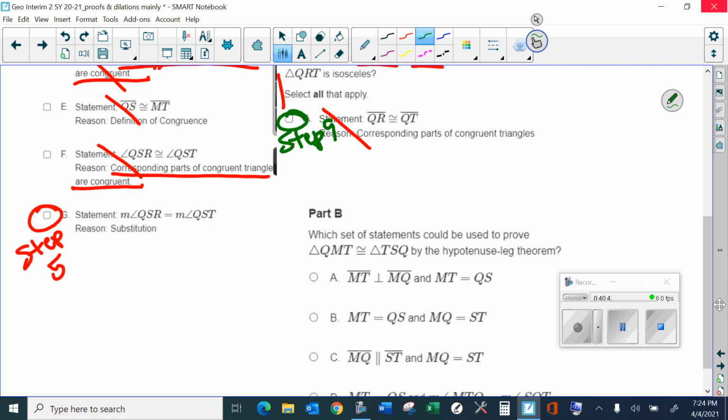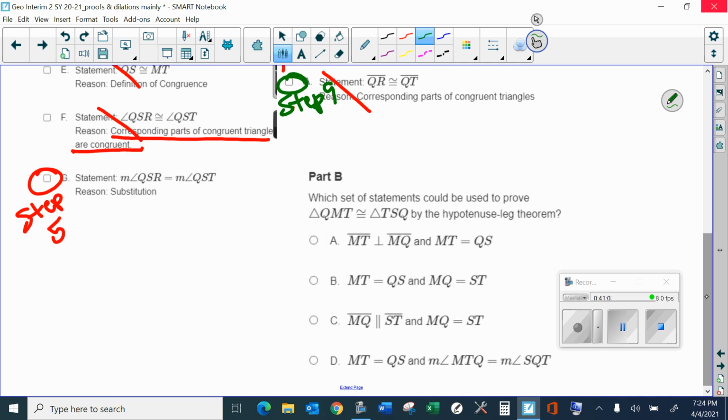I don't like how they did that, because they're trying to throw both steps into one question. That makes it much more confusing. They should have done step 5, choose from these, and then part B, step 9, choose from those. That would have been much nicer, not trying to make it more confusing for yourself. But there are the two steps, 5 and 9, right there.